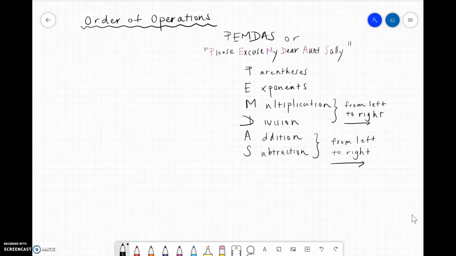And same thing with addition and subtraction. We carry out the addition and subtraction from left to right. So if you see the subtraction first, you do the subtraction and then the addition. So I want to do a few example problems.